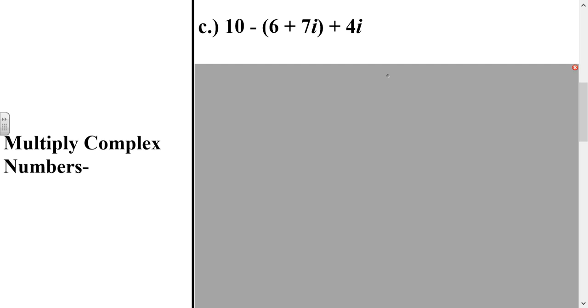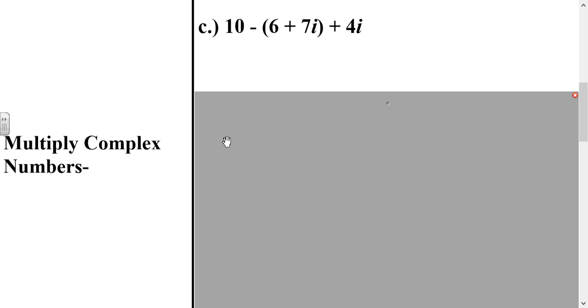All right. Now this example, you'll notice that the minus sign is in front of the parentheses. That's like having a negative 1 there. So you need to change the signs of everything inside the parentheses. So it would be 10 minus 6 and then minus 7i plus 4i. So 10 minus 6 would be 4, and then negative 7i plus 4i would be negative 3i. So that would be the answer in standard form.